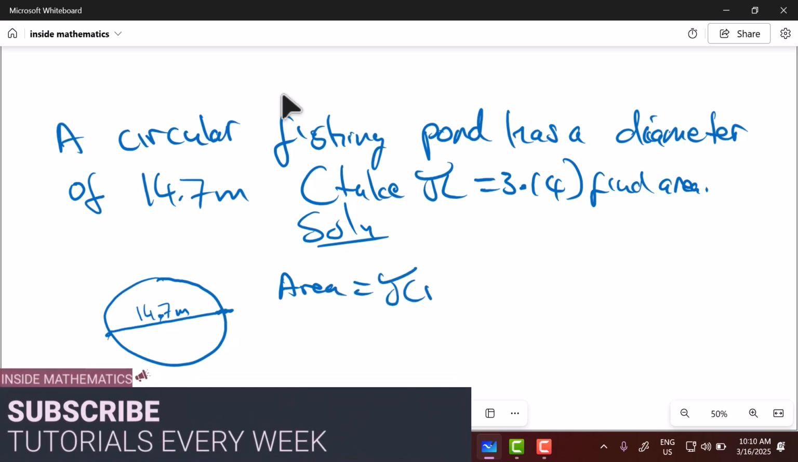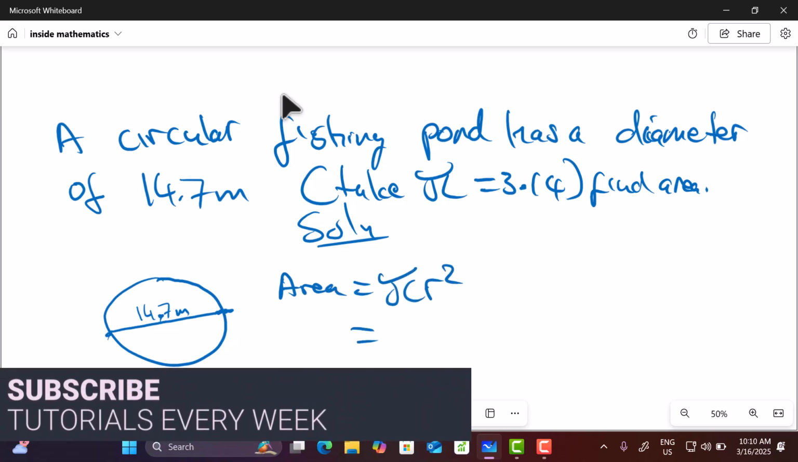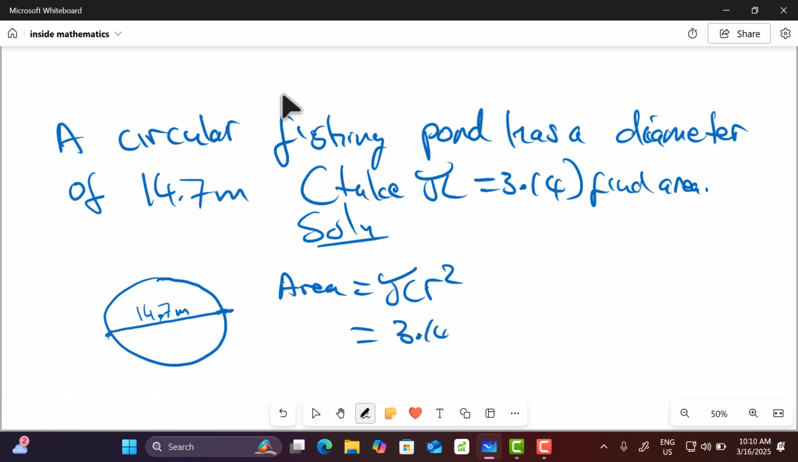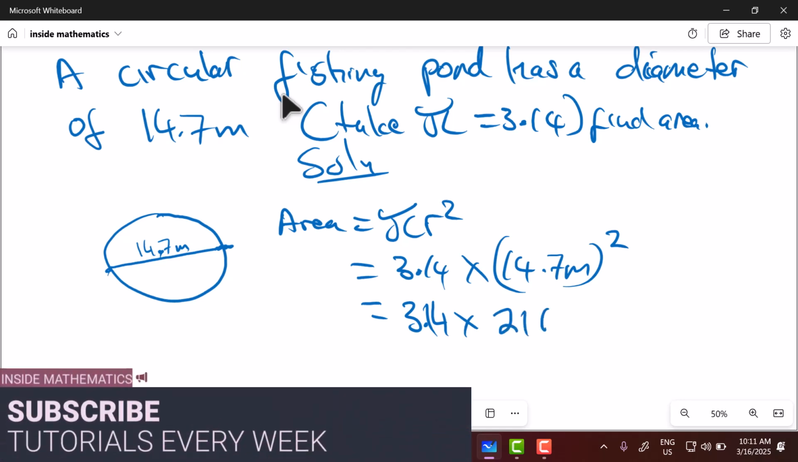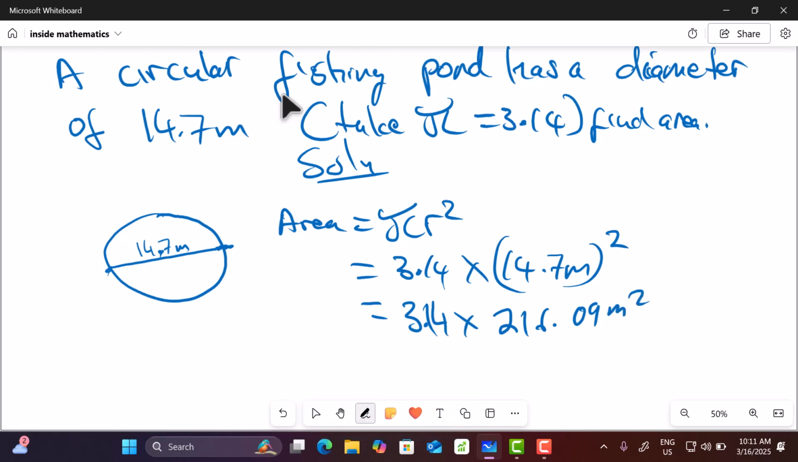is equal to pi r squared, where pi is represented by 3.14 times the radius, which is 14.7 meters squared. So if that is the case, it means our final solution here is 3.14 times the 14 squared, 216.09 meters squared. And we need to multiply this number again.